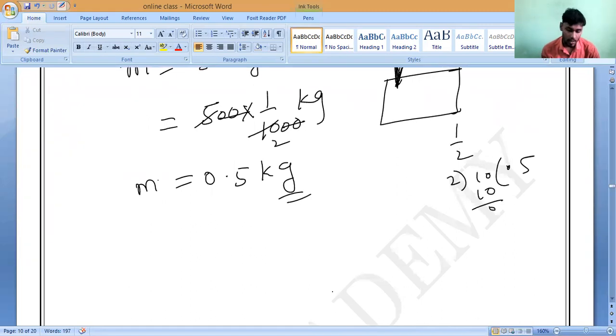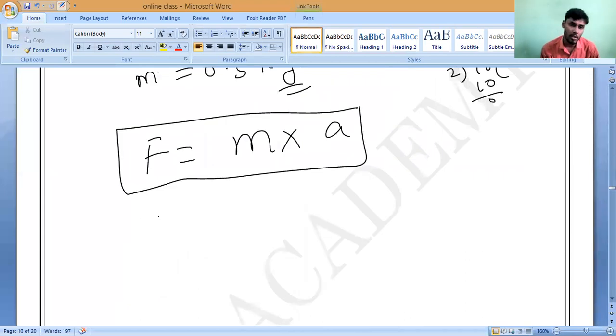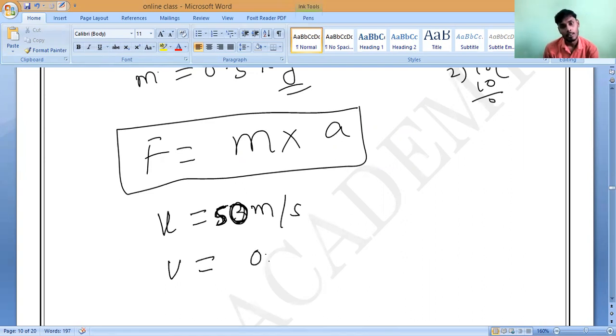Now they are asking for force. Force is equal to, what is the formula? Mass into acceleration. But what have they given? The initial velocity, 50 meter per second. Now within a fraction of a second it comes to 0, which means the final velocity is 0 meter per second. And what is the time? Within 0.01 seconds.